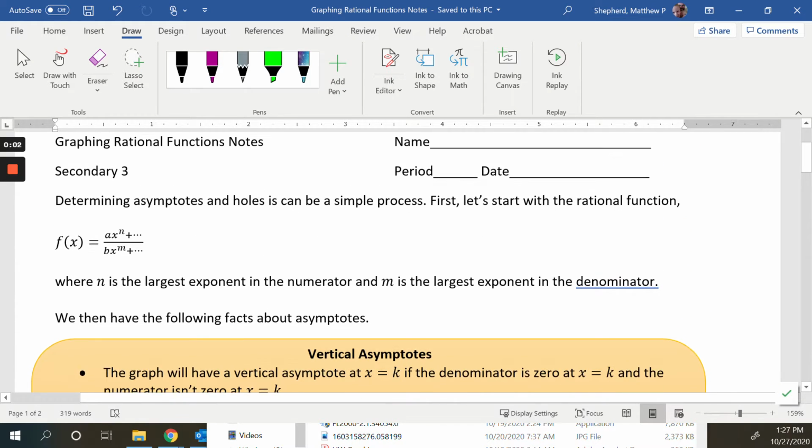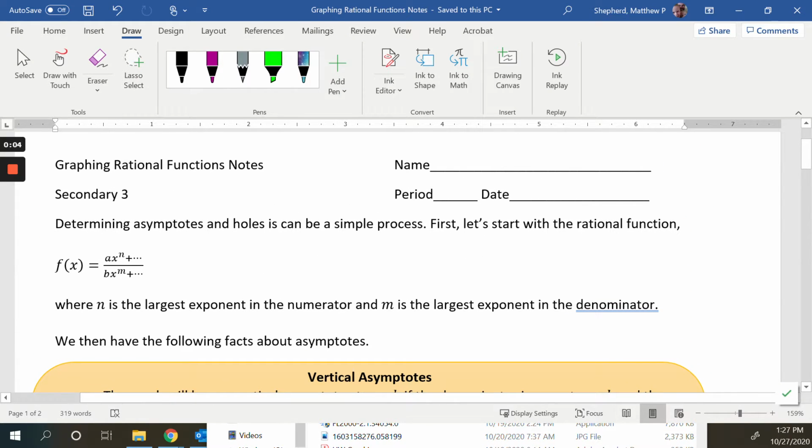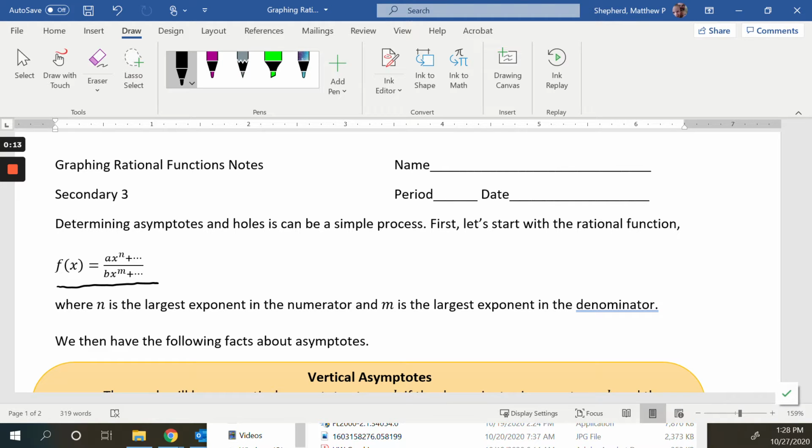Welcome, students. Today we're going to be talking about graphing rational functions. In this video, we're going to speak very generally. So we've got this example equation here. Now, notice that it doesn't really show a lot, and we've got these dots indicating this equation can go on.